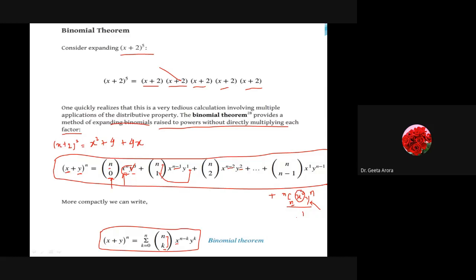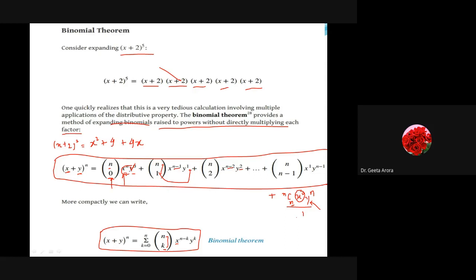And let me tell you some more hints in order to make it fast. Whenever we have nC0, if I open it, it becomes 5 factorial over 5 factorial and 0 factorial. It means we have nC0 as 1. 5 factorial cancels out 5 factorial, and 0 factorial we have learned is 1. So the first term will be x^5. Similarly, what is 5C1? nC1, you can note it down, is always n. These are formulas which are not written here.